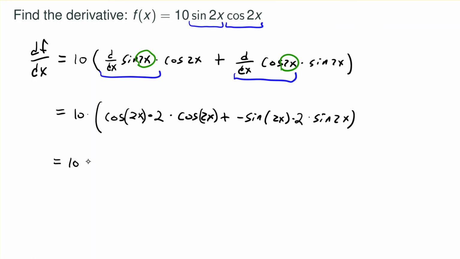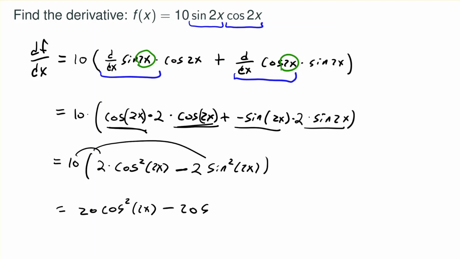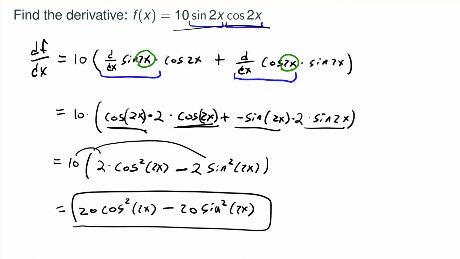So let's simplify a little bit. Here we have cosine 2x, cosine 2x. So we have 2 times cosine square 2x. Since we have 2 of the same thing, we can write a square. Minus 2, and also sine 2x, sine 2x, so sine square 2x. And now we can distribute the 10 here. So we have 20 cosine square 2x minus 20 sine square 2x. So this right here is the derivative of this function.